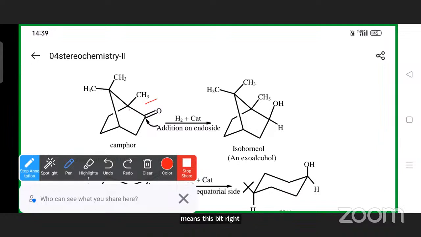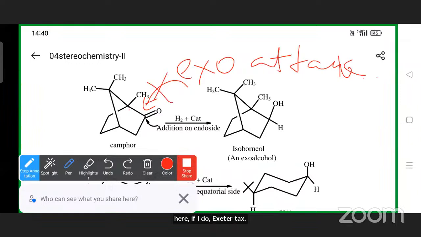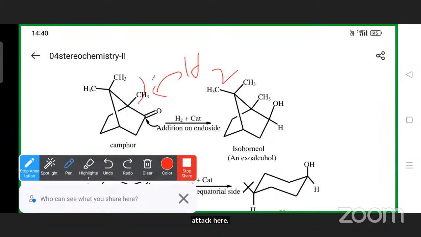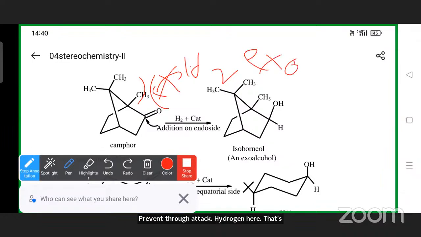So in this condition, which attack is preferred? The addition takes place from which side, either top side or the bottom side? In this case, exo attack is disfavored because there is a methyl group here. The hydrogen will not approach this carbonyl group because the methyl group rejects that attack of the hydrogens. That's why the addition will not be possible from the exo attack. So exo is disfavored.